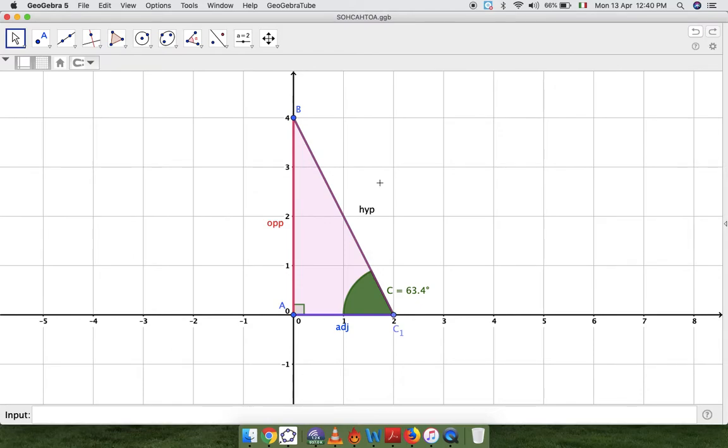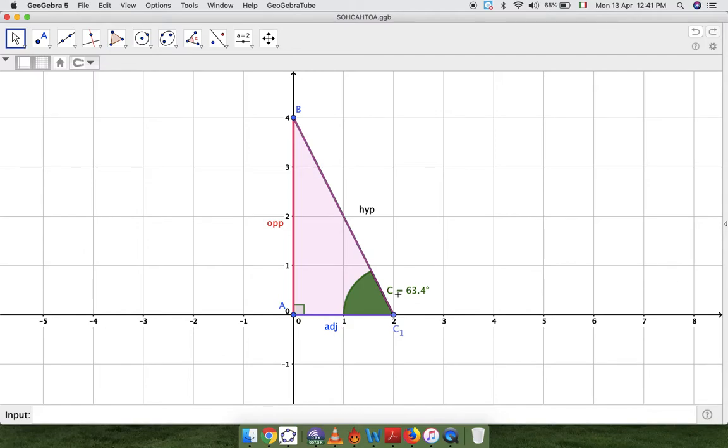Okay, last one we're going to talk about here is the tangent ratio or the tangent function. And again, it's another ratio. The sine compared the opposite side to the hypotenuse. The cosine compared the adjacent side to the hypotenuse. And the tangent compares the opposite side to the adjacent side. So there's no hypotenuse in this case.